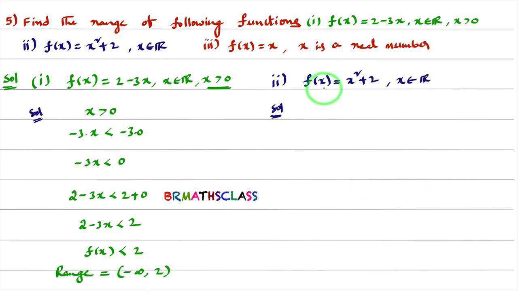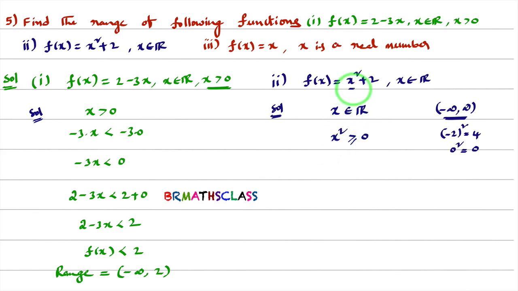In the second bit, we are finding the range of the function f of x equal to x square plus 2. Range is nothing but finding the f of x values, as we discussed earlier. What information is given? x is a real number. I am trying to find the f of x values. For any real number, if we square it, it will be greater than 0, with a chance of equal to 0 when x is 0. So when x is a real number, x square is greater than or equal to 0.